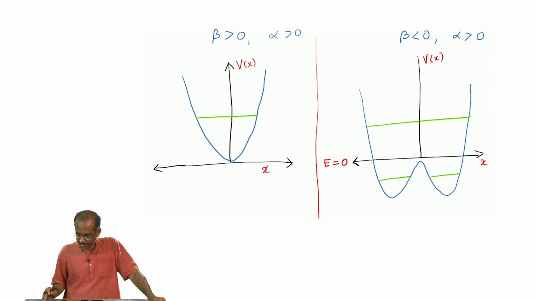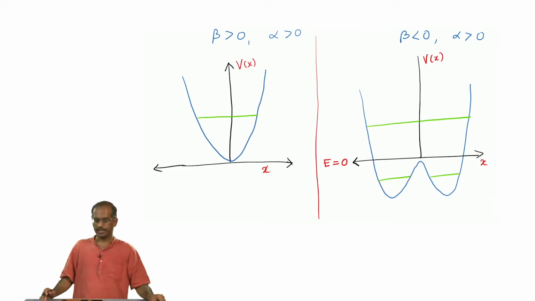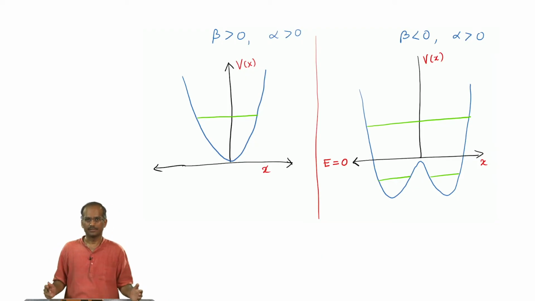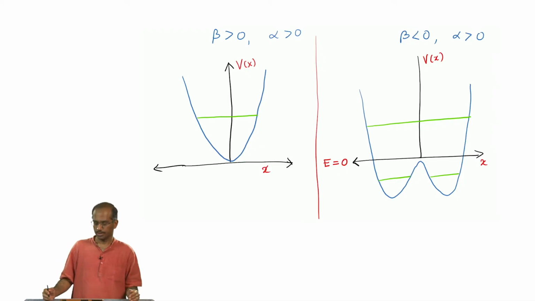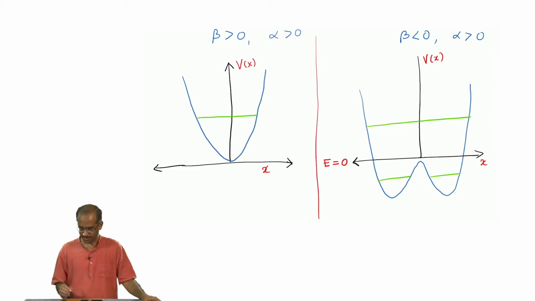In the case when beta is less than 0, then there are different cases that can possibly arise. For instance, if you take the value of energy to be greater than 0, for large energy you will get this green curve.